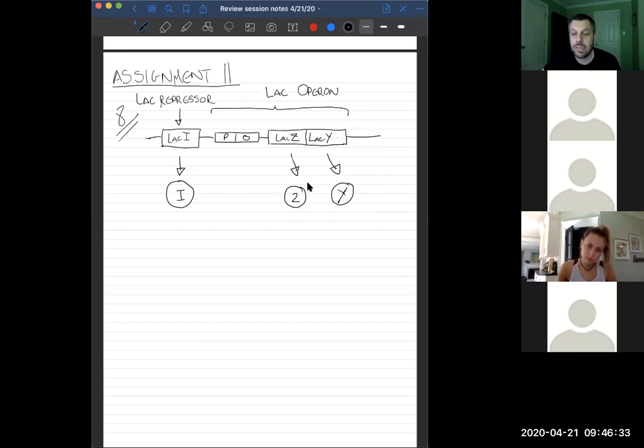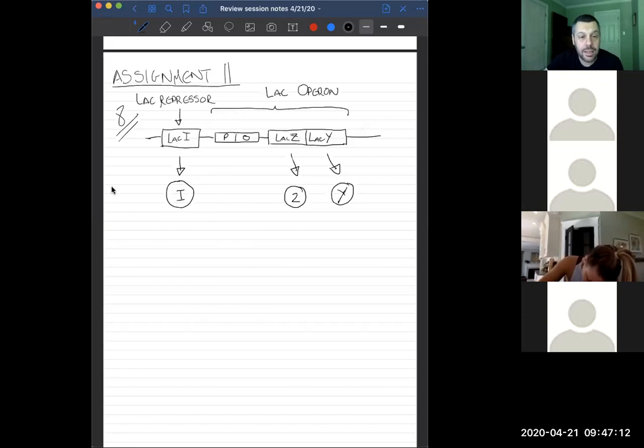And remember what these guys do. So Lac Y is permease, which allows lactose into the cell. And Lac Z is beta-galactosidase, which allows the cell to break that lactose down to use it as an energy source. So in the Lac Operon, there's these 2 structural genes that are important. There's, of course, another one that I didn't draw here because it's not functionally important. And then there's this repressor that's made by Lac I.